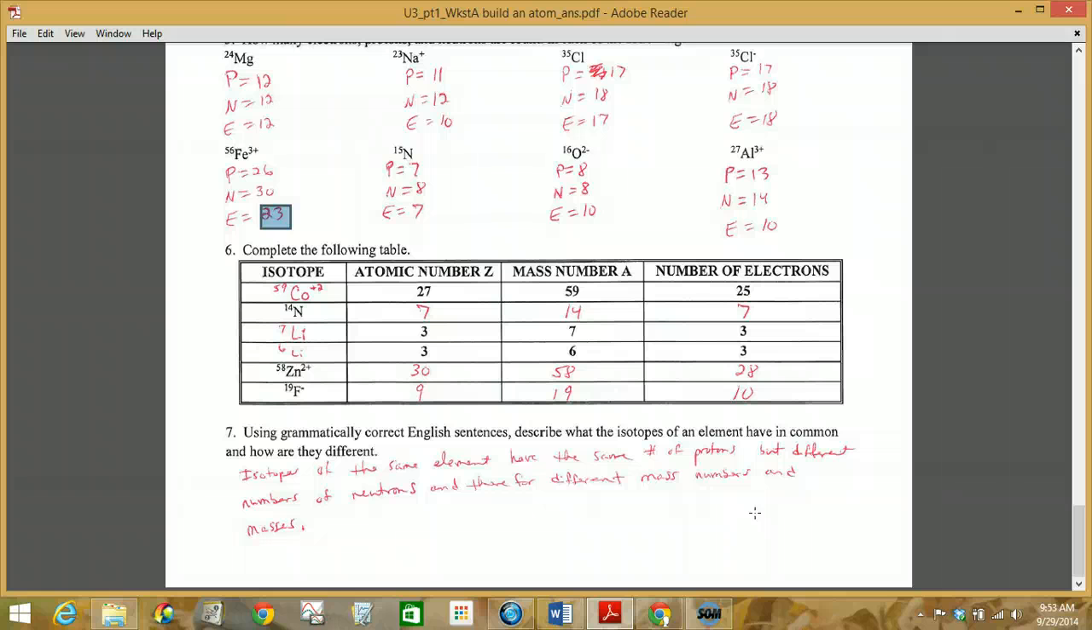But basically, if you want to know the number of neutrons in an atom, you're going to have to be told the mass number in order to figure that out. So there's no way to figure that out from the periodic table.